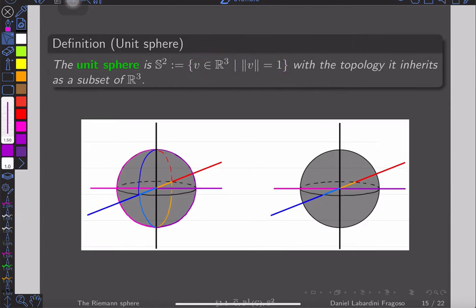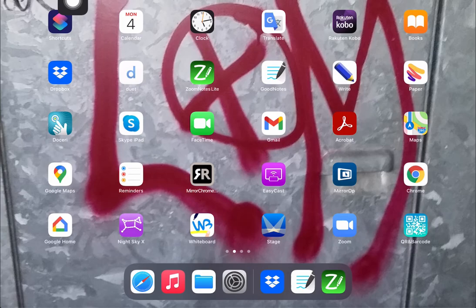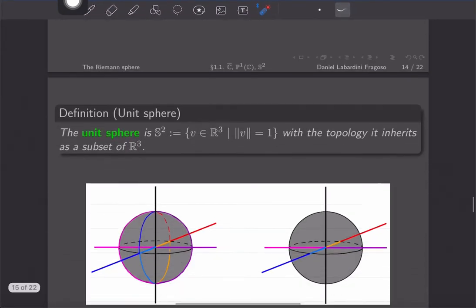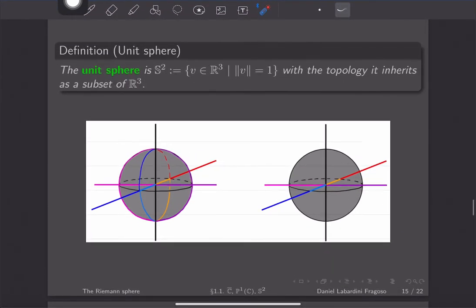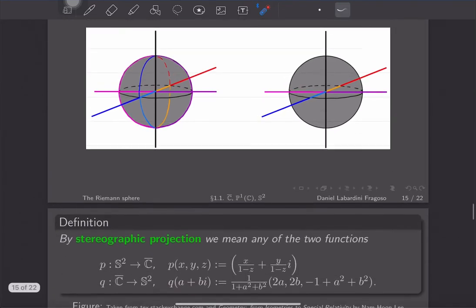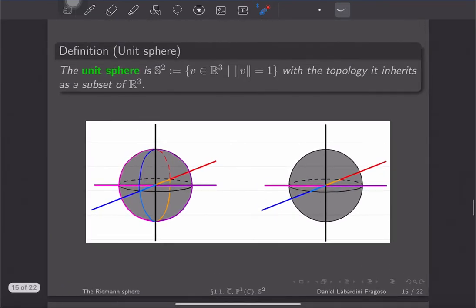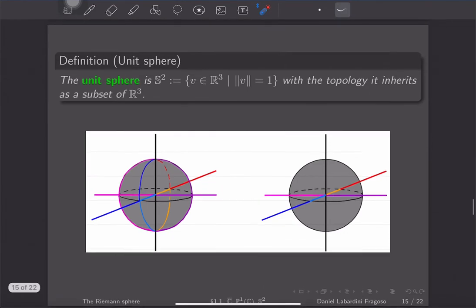There's not much to say, so I'm going to switch to the other notes. Sorry. There's really not much that one needs to say about the topology. It's a subset of R3, so just topologized as a subset of R3. And just as in the case of the complex projective line, I'm going to immediately look for a relation with C bar, with the extended complex plane.